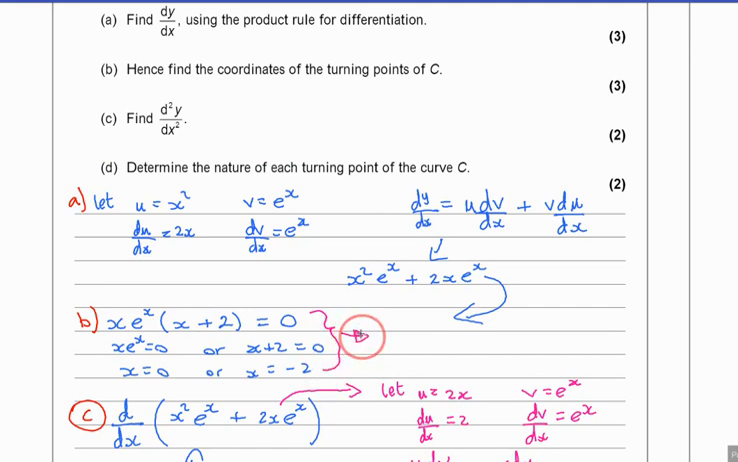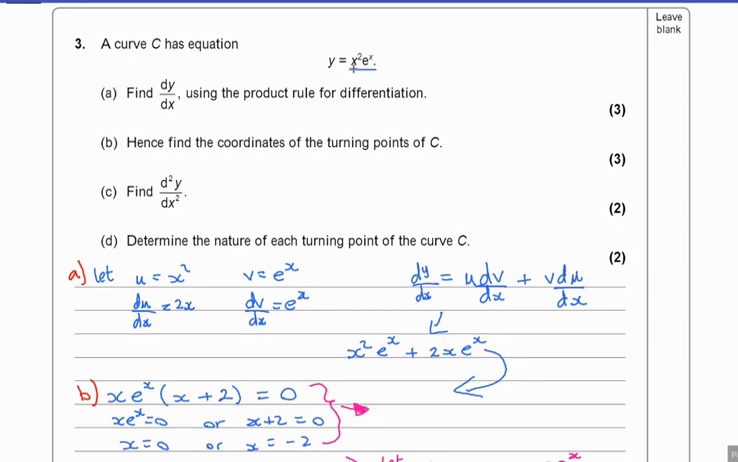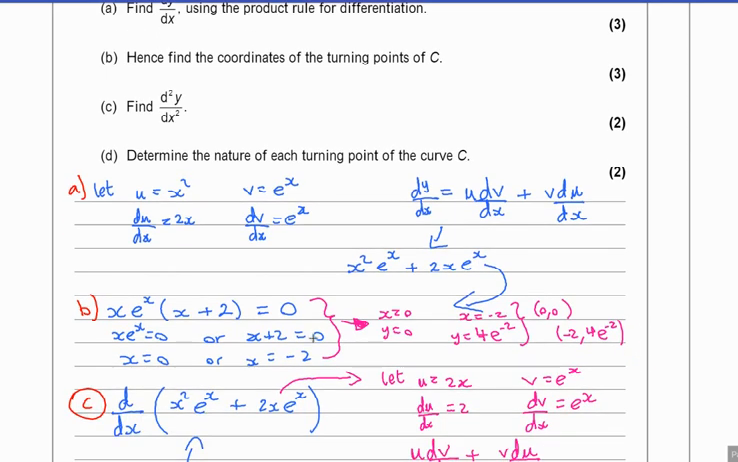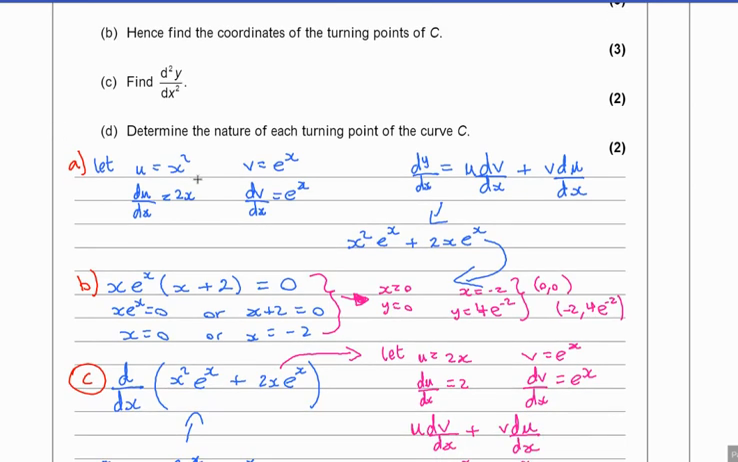We actually need to work out the y coordinates. If we know x equals 0, and we know y equals x squared e to the x, that means x equals 0, y equals 0 as well, substituting it back in here. And then if x equals minus 2, y equals minus 2 squared, which is 4, and then e to the power of minus 2, so 4e to the minus 2. So therefore, the actual coordinates are going to be 0, 0, and minus 2, 4e to the minus 2. And there we go, that's part B. I'm saying it like I finished the question. No. So determine the nature.